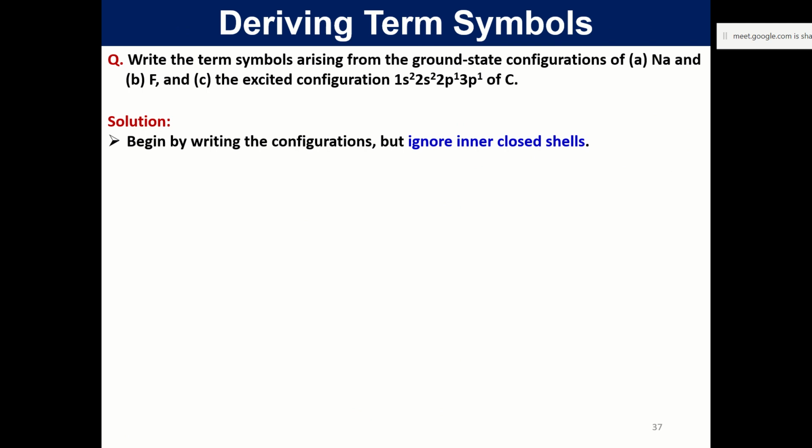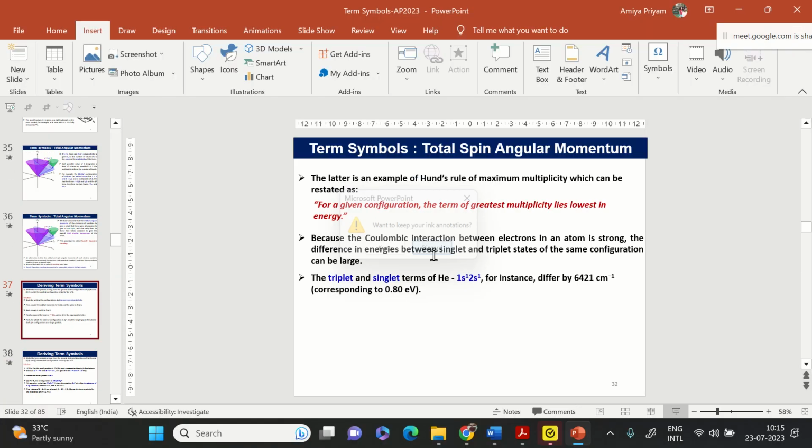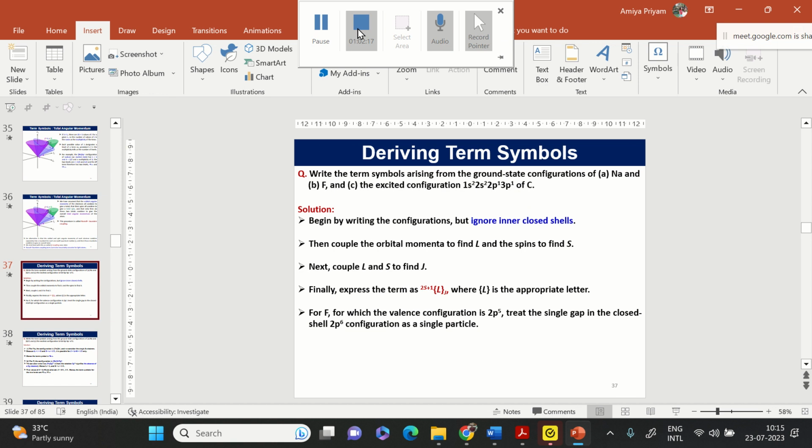So this I am leaving you as an exercise. Write the term symbols for sodium, fluorine, and one of the excited state configurations of carbon. How we start with that we'll discuss later, and we'll do it tomorrow.